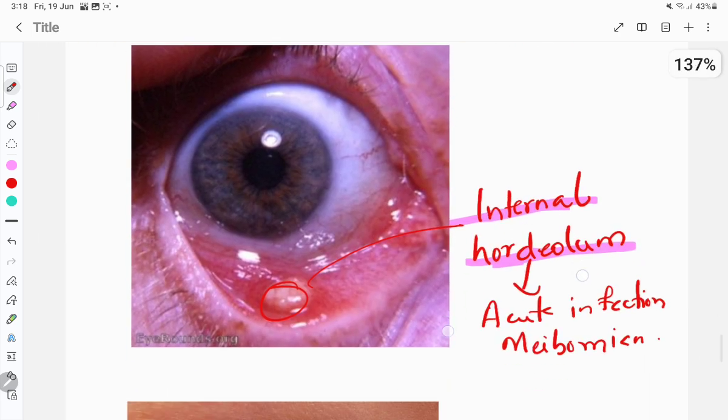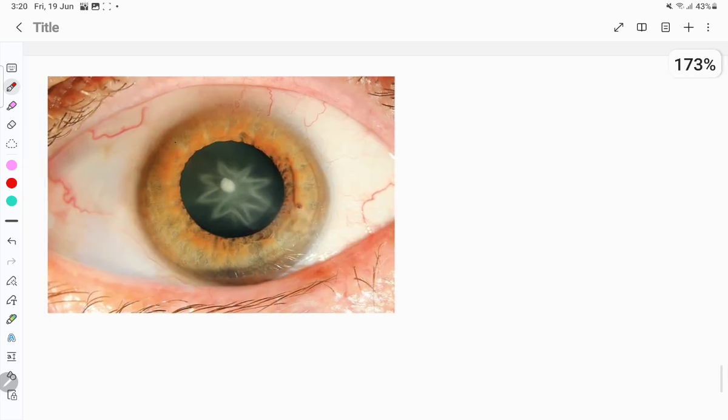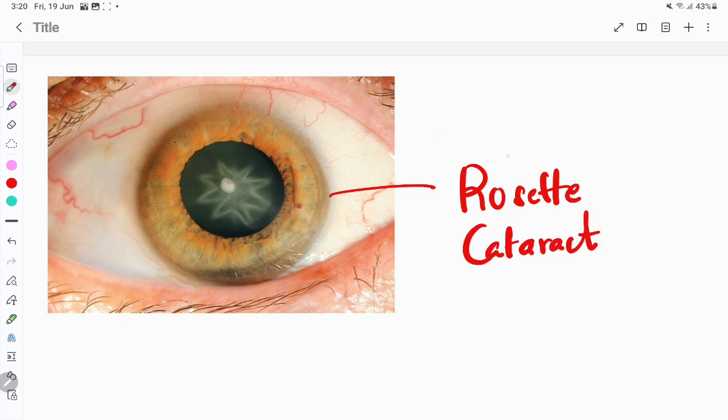Alright, fine. Now tell me about this picture. What is this? This is cataract. Okay, now what is this kind of appearance that you're seeing? Yes, this is a case of rosette cataract, like flowers, right? So rosette, just like the petals of a rose. That is the meaning. So this is rosette cataract.